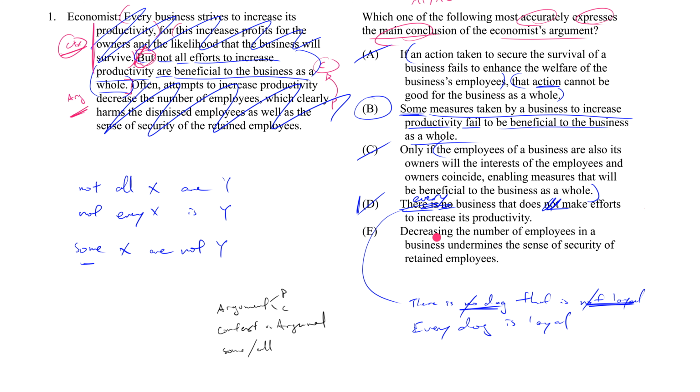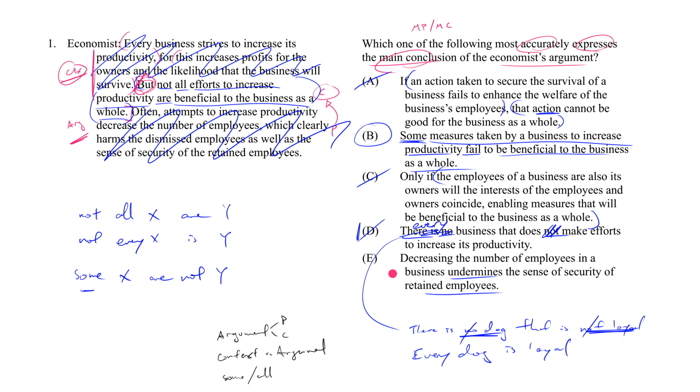Now, lastly, E says decreasing the number of employees in a business undermines the sense of security of retained employees. This is true, right? Just like D, this is a true claim. And in fact, it just parrots something that the argument already said, but it's not the conclusion. It's parroting the premise. Now, you might wonder why this answer choice is in here, where they're asking us to identify the conclusion. Why would they just give us a premise, right? I mean, that's what E is. It's just the premise of the argument. One of the premises of the argument anyway.